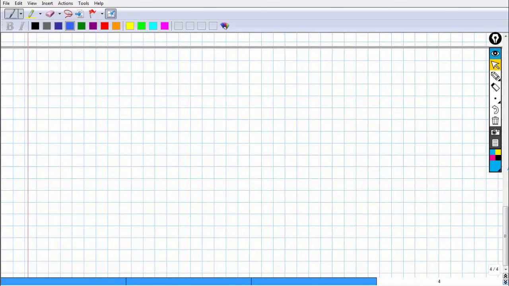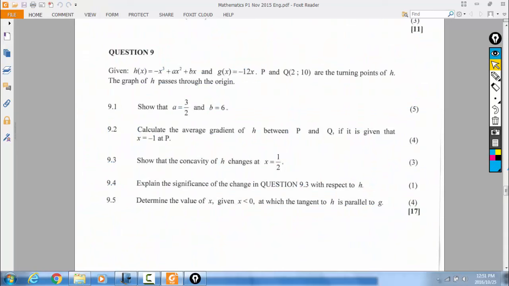Right. The next question, and that was 5 marks, so that's not too bad. The difficult part was realizing that it was the derivative that you're supposed to be using. Okay, so 9.2 says calculate the average gradient of h between p and q if it is given that x equals -1 at p.